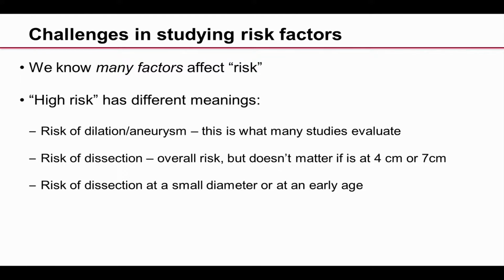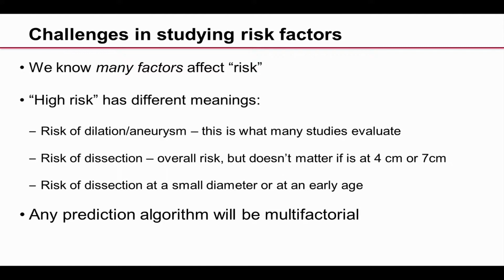It's really hard to get all of these different ideas into one outcome measure. What if you dissect at 5 centimeters, but you're 3? What if you dissect at 5 centimeters and you're 80? That's a really different group of patients. And again, we have to think about that as we're studying things.